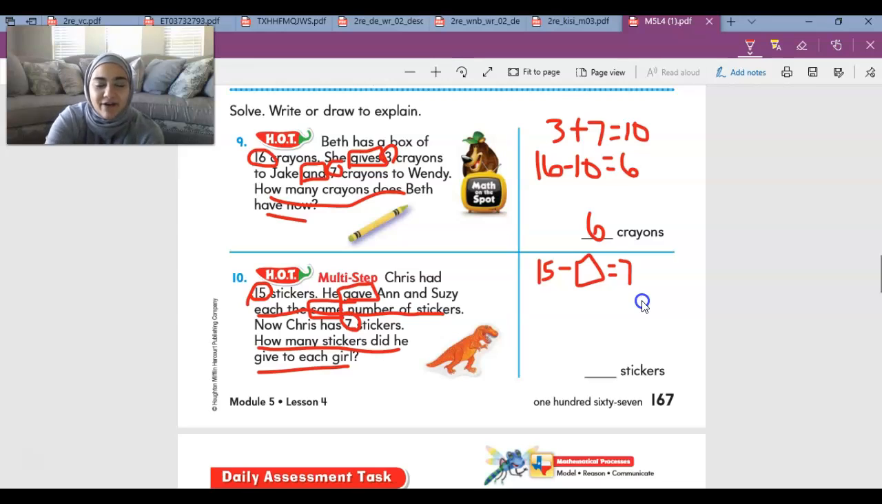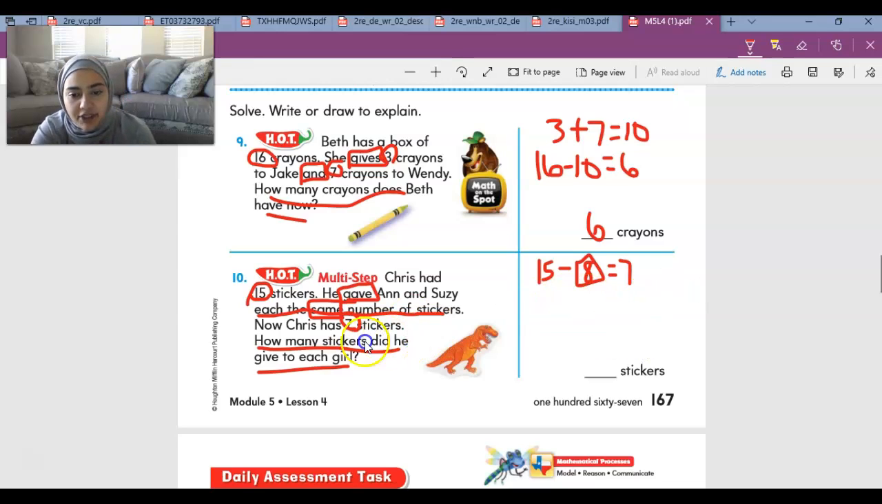Okay, very good. What you can do is 15 take away blank equals 7. Well, you can say 7 plus what is 15, right? It's fact family. 7 plus 8 is 15. So 15 take away 8 is 7. Now that I have 8 there, I'm going to check that. 15 take away 8. Let's see, 15, 14, 13, 12, 11, 10, 9, 8, 7. Yep, it is 7. That's right.